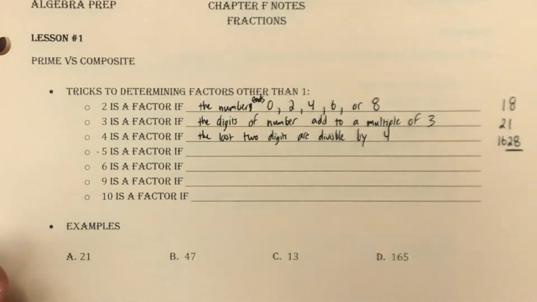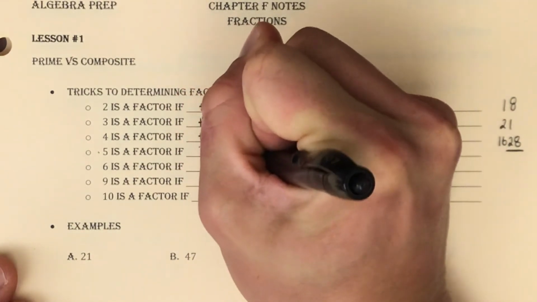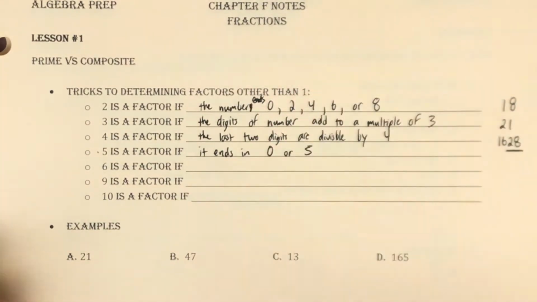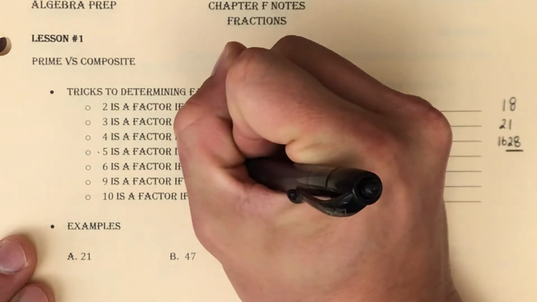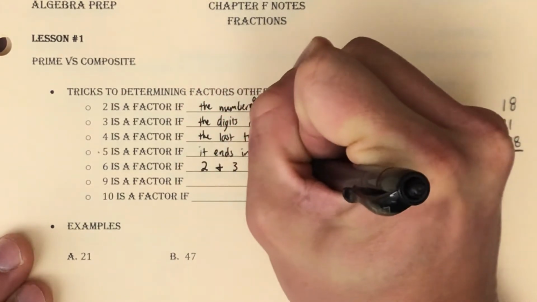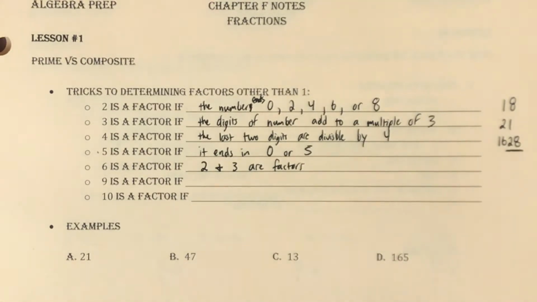5. So 5 is a pretty easy one. 5 is a factor if it ends in 0 or 5. So if the number ends in 0 or 5, you know that 5 is a factor. 6 is a factor if 2 and 3 are factors. So if you've already found that 2 and 3 are both factors, then 6 is definitely a factor. And this can be helpful later on in the year. If you've already found that 2 or 3 is a factor, you've already determined if it was prime or composite.